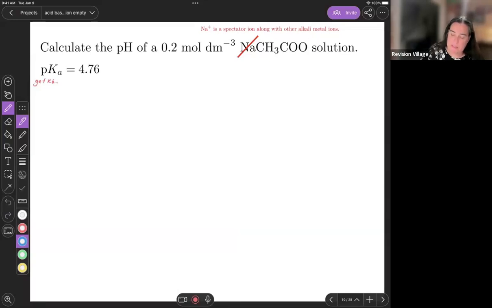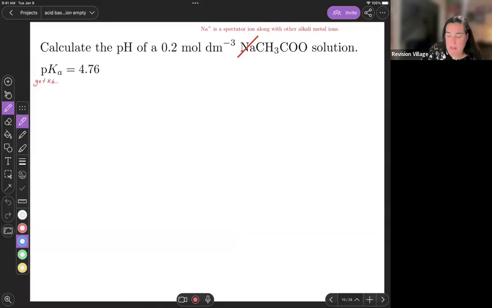What if we had a base? So instead of putting in the acid, what I've done is I've added sodium ethanoate. We still know that the pKa of ethanoic acid is 4.76, but that's not going to describe this solution because this solution has the conjugate base ethanoate.